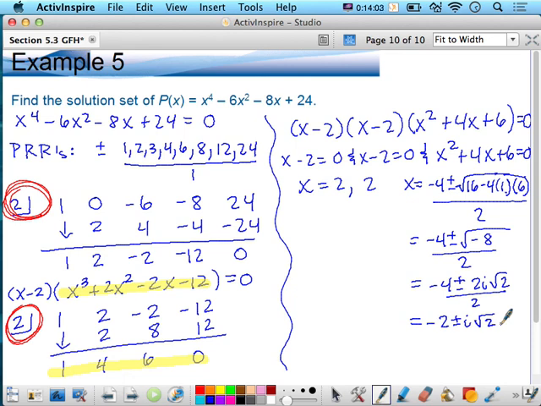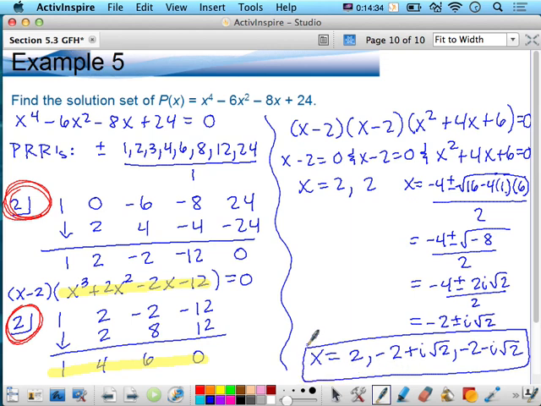So let's talk about what our final solution set is, and that will wrap up section 5.3. Now 2 is a double root and it had a multiplicity of 2, but we do not have to list it twice for our final answers. We only list it once. So 2, and then we have -2 plus i square root of 2, and -2 minus i square root of 2. So it looks like this problem only has 3 solutions, but it's really because the +2 is acting as a solution twice.